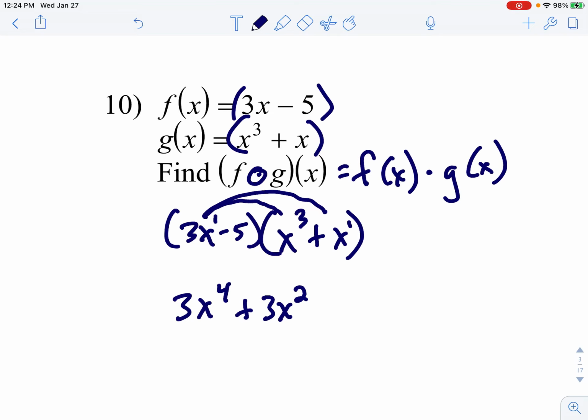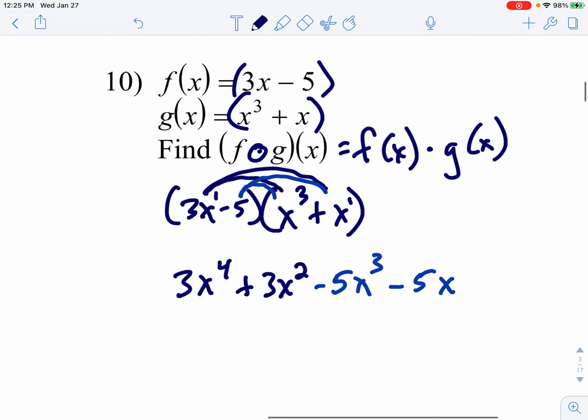For the inside, I'm going to do things a little different here. I'm going to multiply here. Negative 5 times x cubed is negative 5x cubed. And then last, negative 5 times plus x is negative 5x. And I don't see any like terms to combine.